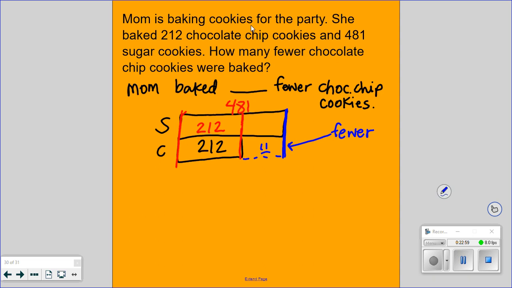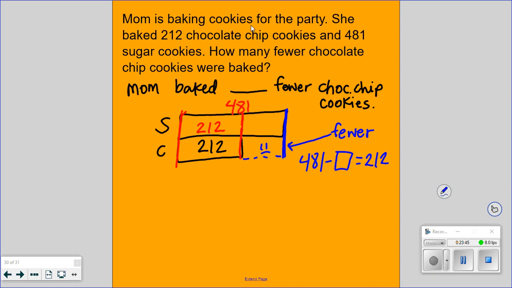Now there's a couple of ways I can think about this. If I had the same number as that big bar, I would say 481 minus my sad box right here, because I don't actually have that many, minus box, because I actually have 212. So I had 481 if they were the exact same. I'm going to minus some of them to get to how much I actually have.